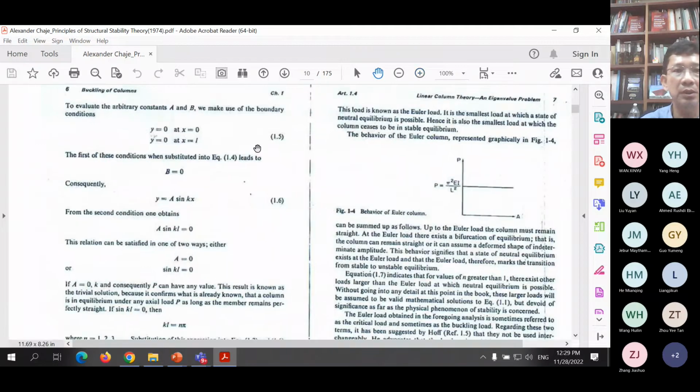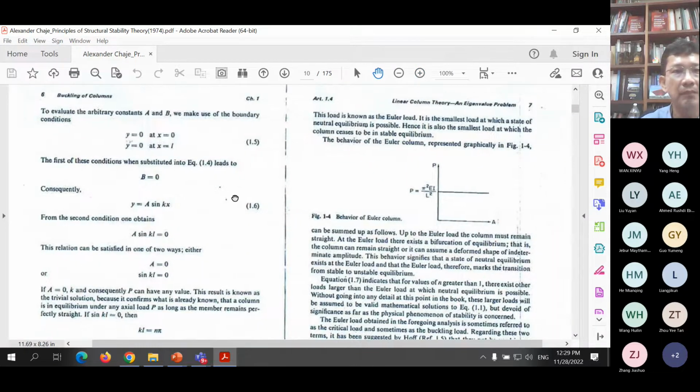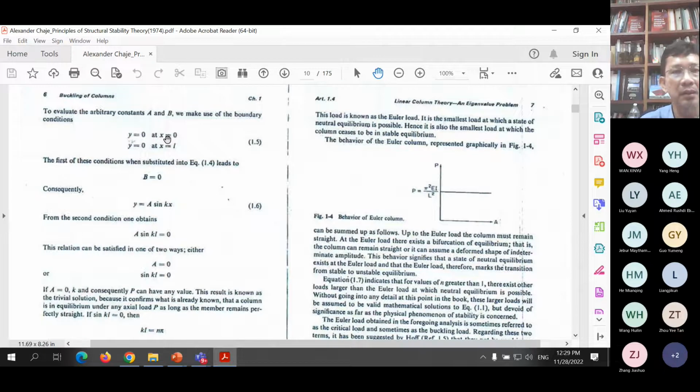The boundary conditions that we have are that at one end, the bottom end, y is 0, and at the top end also y is equal to 0. So we make use of these two conditions. First we get B is equal to 0. When B is equal to 0, the B term disappears, so y becomes only the term with A that remains. Then again, we make use of the second condition here. Then finally we get from this to this equation.